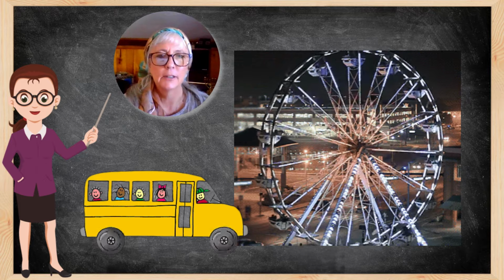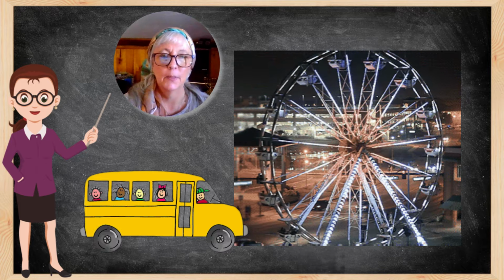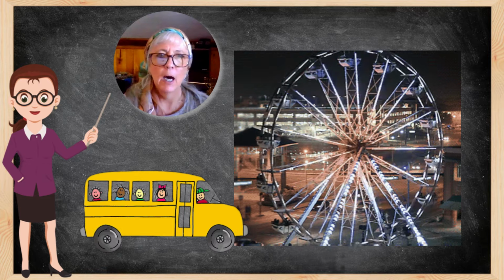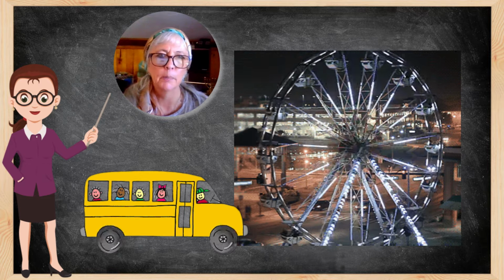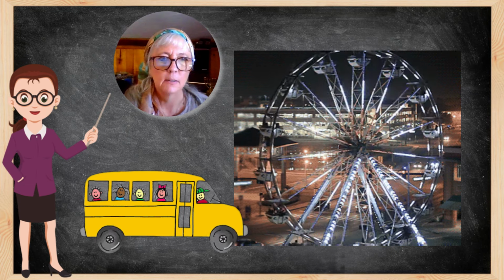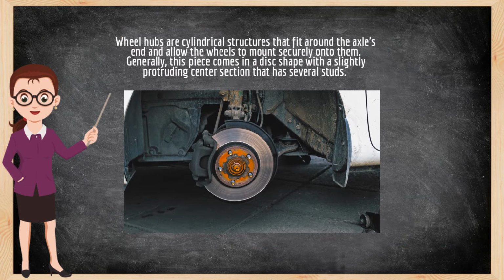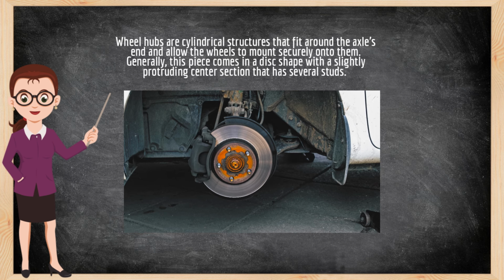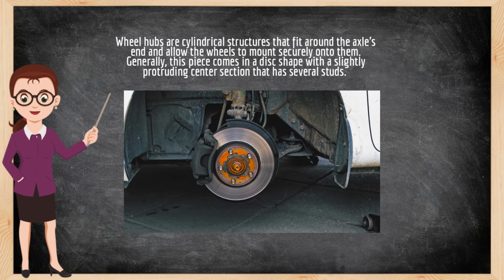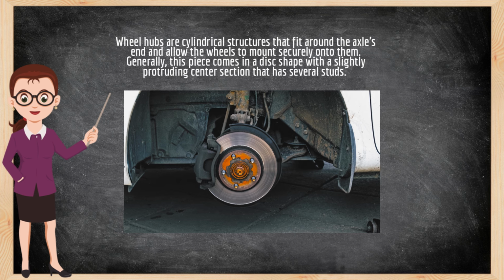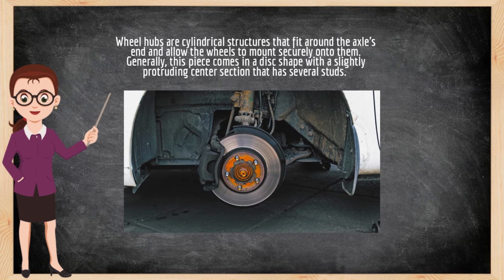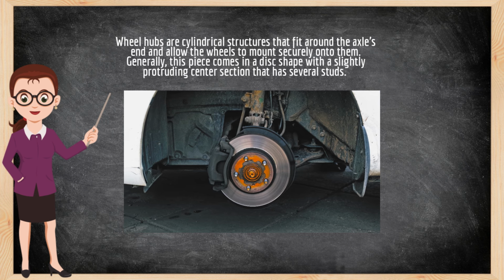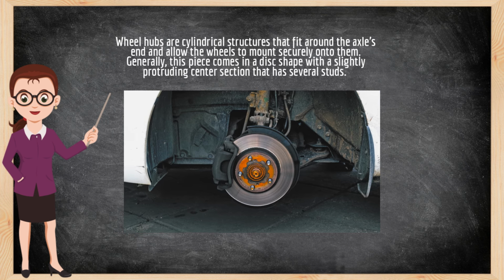As with all wheels, in order for them to be functional, there needs to be a hub. Although it is a small piece, the hub of a wheel is a crucial component of the whole vehicle. Wheel hubs are cylindrical structures that fit around the axle's end and allow the wheels to mount securely onto them. Generally, this piece comes in a disc shape with a slightly protruding center section that has several studs.